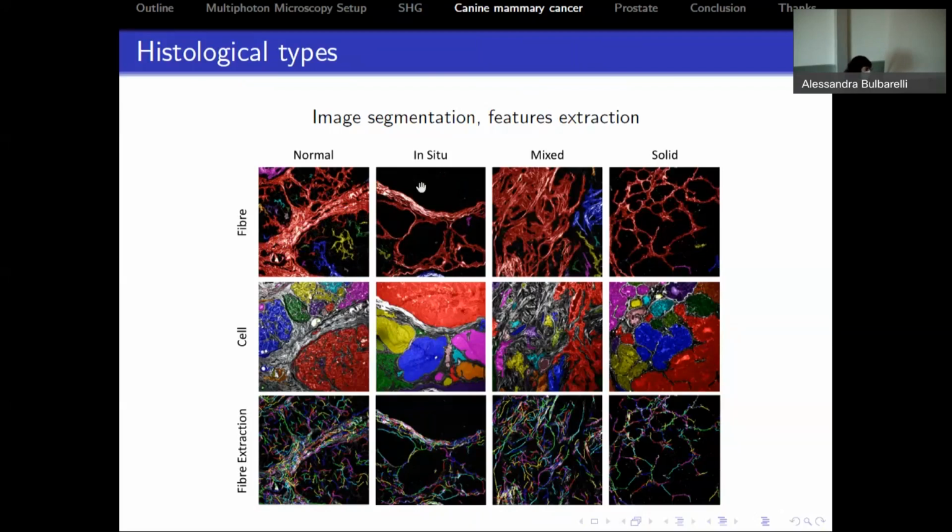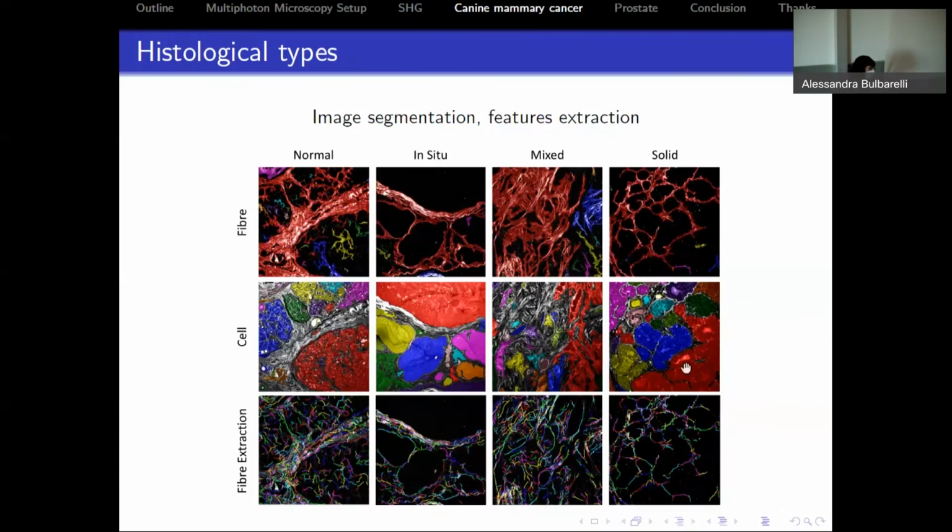When we go to the different types of cancer, we can see that especially inside the gland, in many of them, we lose a lot of the collagen because you've got the cell proliferation, and the type of connection is quite different also. And so that is a feature that we can try to look at, and we're using that to characterize the details of the evolution of the cancer.